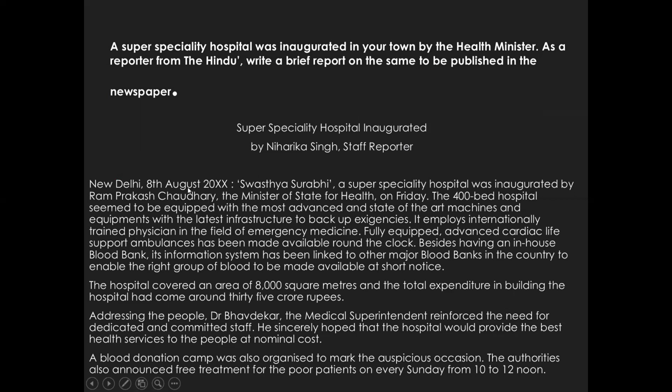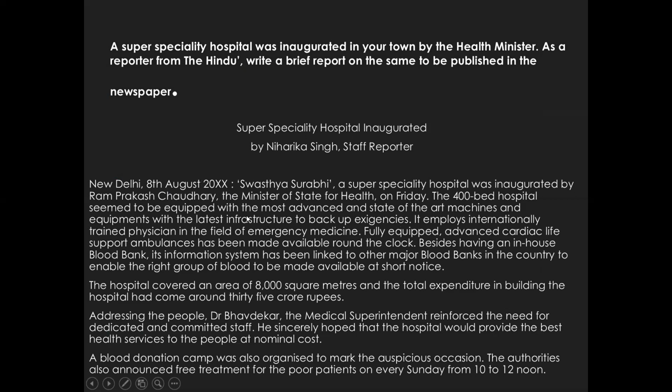Then the next one is place and date. Here, New Delhi. After that, you have to put a comma. Then you have to write the date, 8th August 2000. You can write 2020 or 2021 as you wish. So the first one is place followed by a comma, then followed by the date. The date should be written in this format, which is followed by a colon.